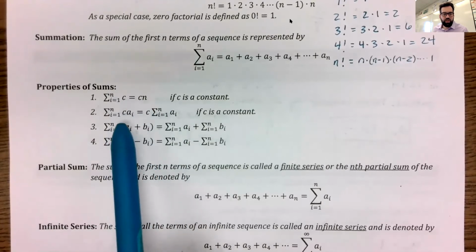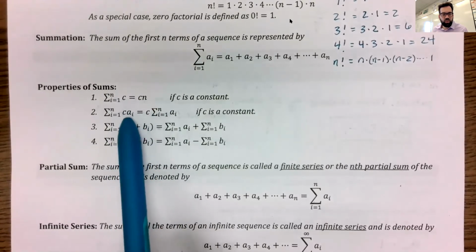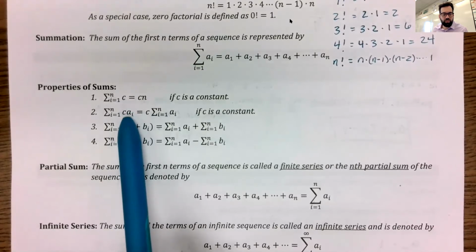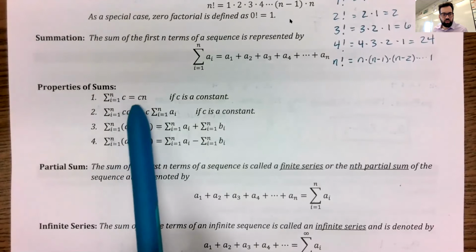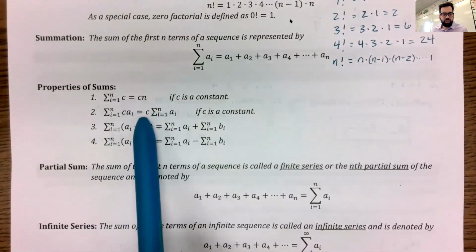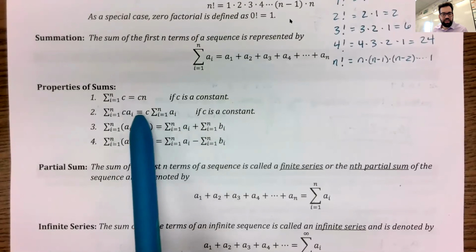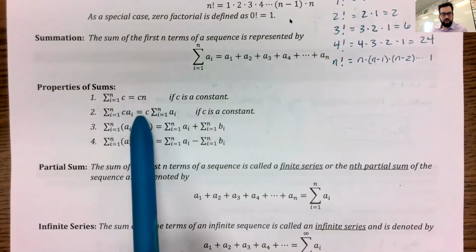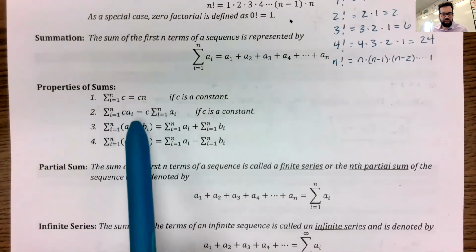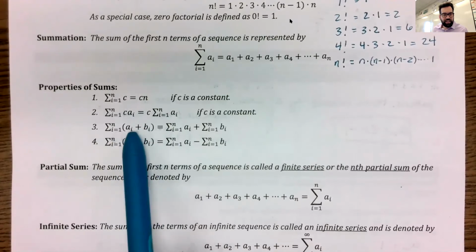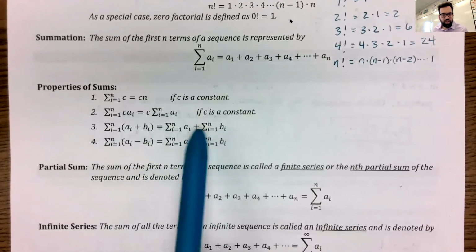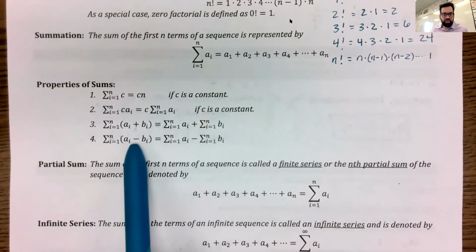So that's one property. If we have C times any sort of function notation of our term, or expression that represents a term of the sequence, and C is a constant multiplied by that term, you can pull the C in front, find the sum of the A sub i's, and then multiply the sum by C, and you get the same answer. So we can pull a constant in front of the summation. If we have two things added together within a summation, you can find it as two separate summations and then add those sums together. And the same thing is true for subtraction.